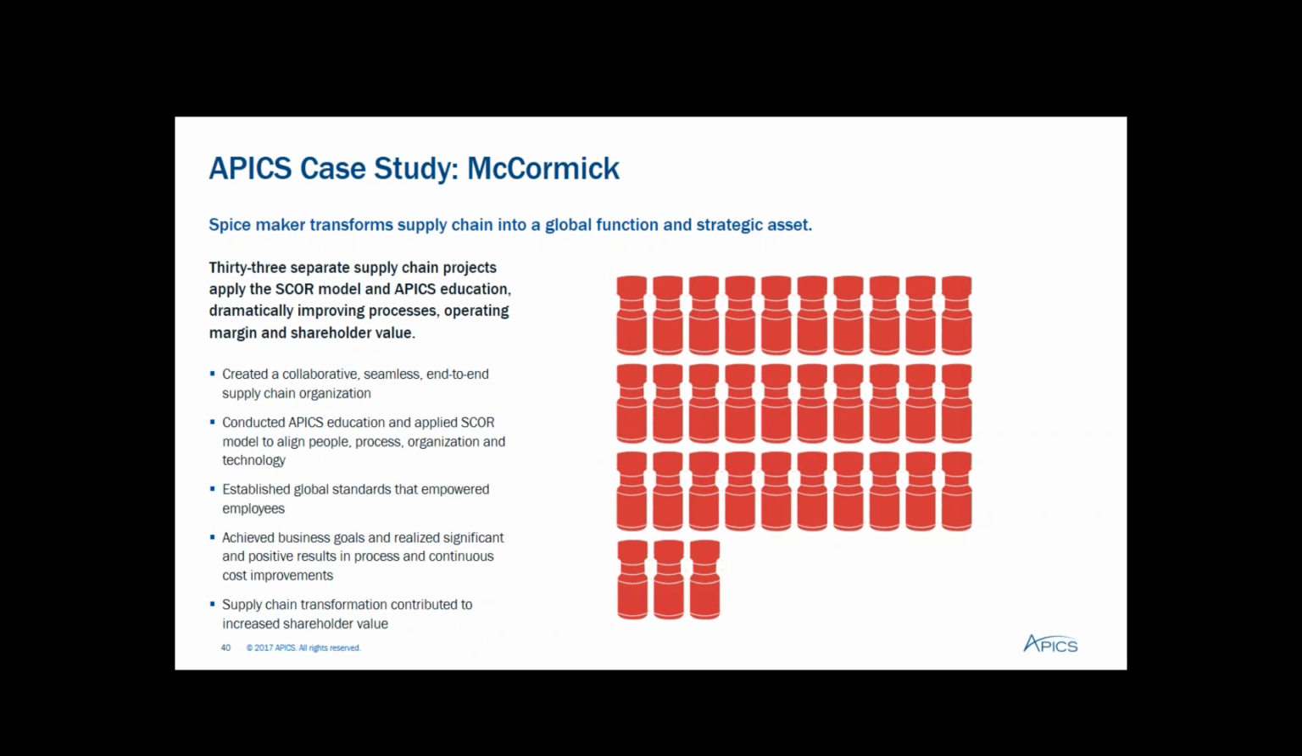McCormick applied APICS education and the SCOR model to align people, processes, organization, and then used that with their SAP Advanced Planning and Optimization application to implement a global S&OP process. The results were they built a global supply chain organization and leadership team and created a supply chain culture of continuous improvement.